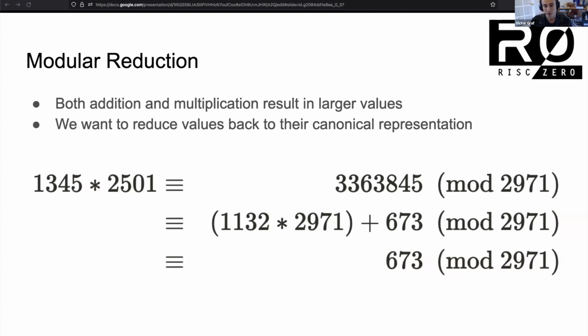So whenever we have a multiplication result, we will almost always want to reduce it down to the smallest positive representation. This is often referred to as the canonical representation. In fact, if you think about a finite field value, this is generally what people think about: the canonical representation, which is between zero and the modulus. So how do you actually go about producing this reduction?